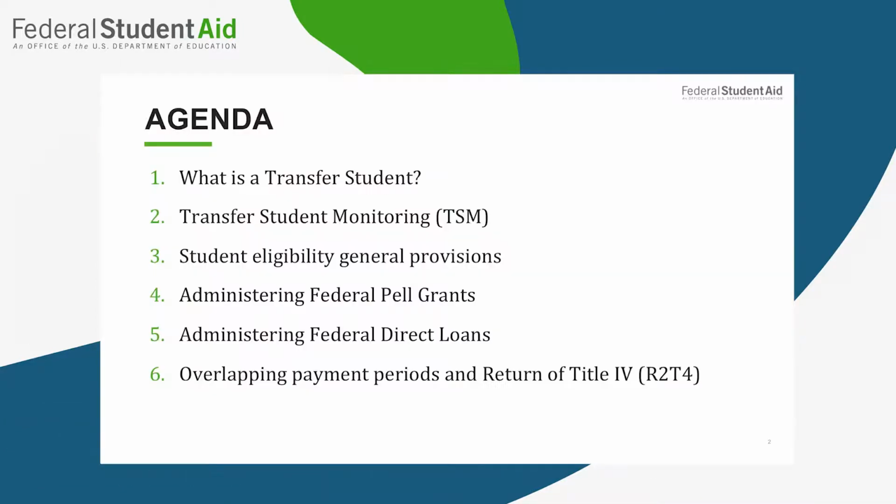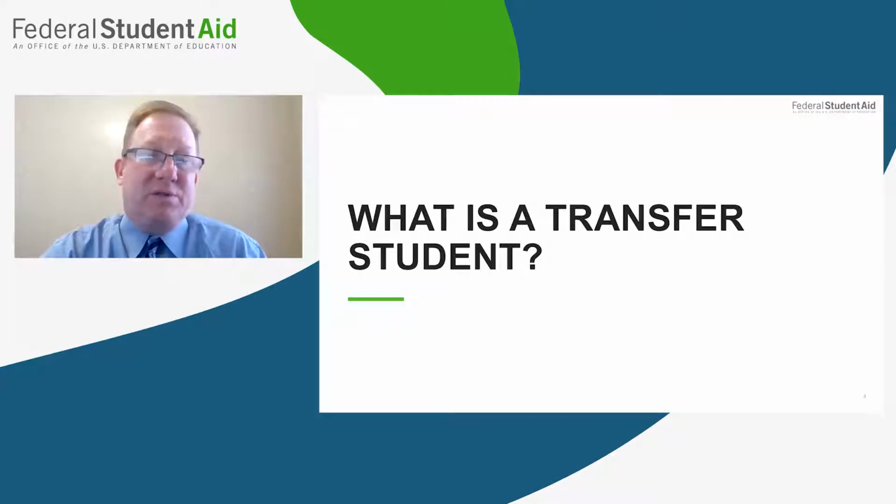Looking at the agenda, this outlines some of the things we're going to discuss. First, we're going to tackle what is a transfer student, then focus on the transfer student monitoring system. Then we'll tackle some student eligibility general provisions, and then discuss how you work with these transfer students as far as their Pell grants go. And then when it comes to their direct loan issues, we'll discuss that also. And then we'll also discuss some smaller issues that may come into play in case you have a student in this category withdraw and they may be in an overlapping loan period. So let's go to the first topic.